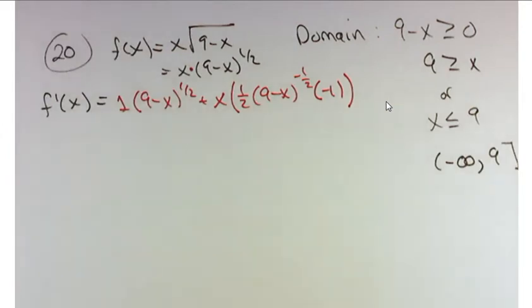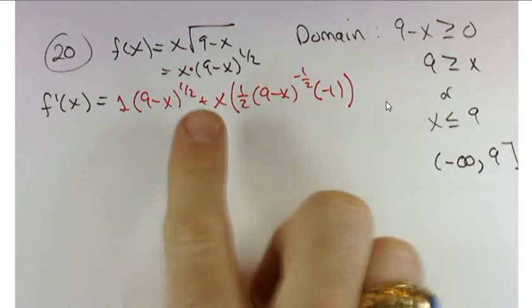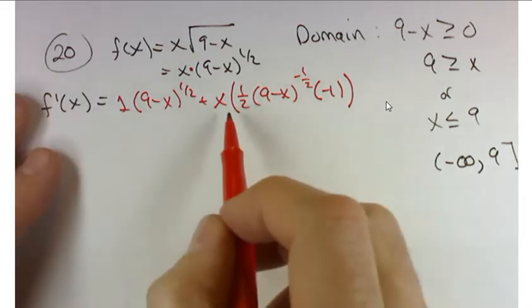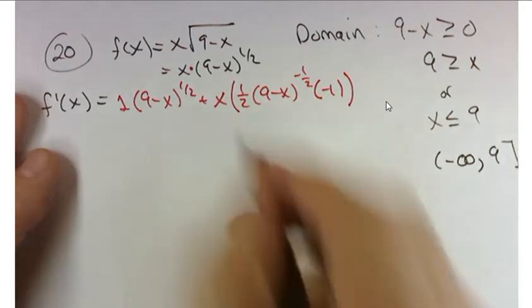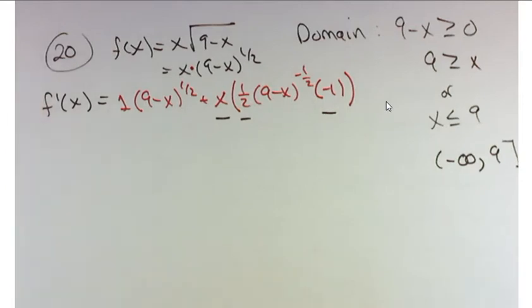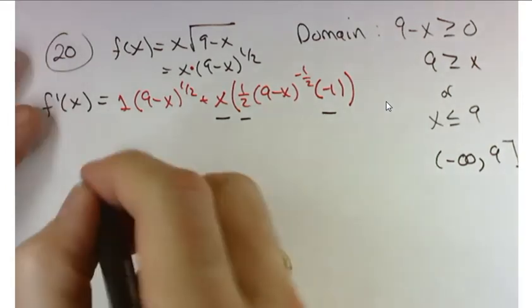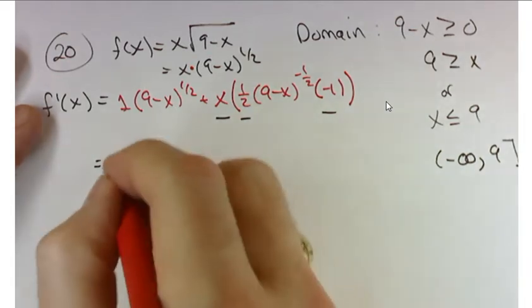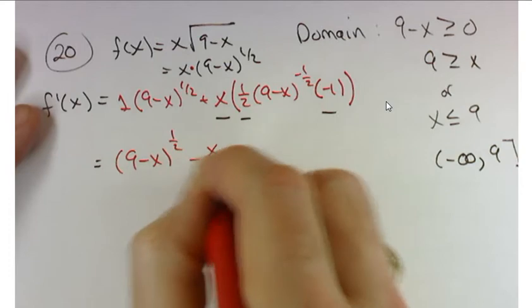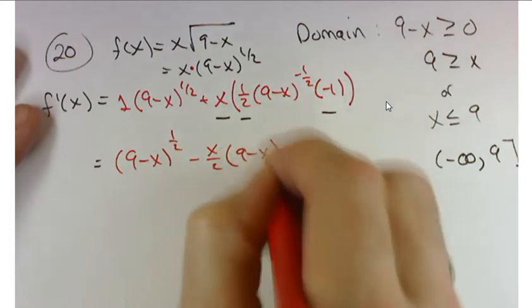Let's clean this up a little bit. In fact, let's clean it up a lot. But are you okay with our first pass at the calculation of this derivative? All it was was the product rule and a little bit of the chain rule. If you look here, we've got 3 terms that we're going to bring together. X, a 1/2, and a negative 1. Those are all multiplying together. So I'll rewrite this as 9 minus x to the 1/2 minus x over 2 times 9 minus x to the negative 1/2.